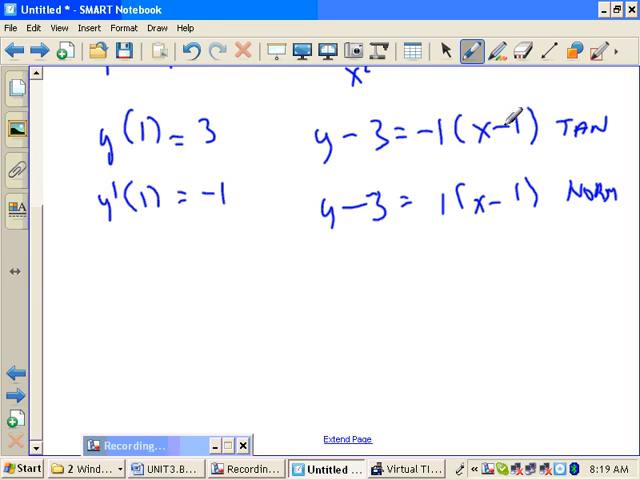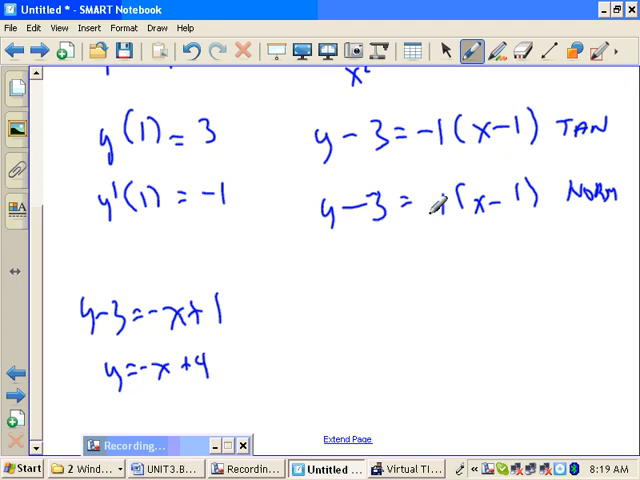Okay. All right, so I got two lines. I originally asked for the tangent. That's confusing, I know. I do that. Okay, so can you get into y equals mx plus b form, the slope intercept form? What do you do? Jeremy? So y minus 3 equals negative x plus 1. Y equals negative x plus 4.